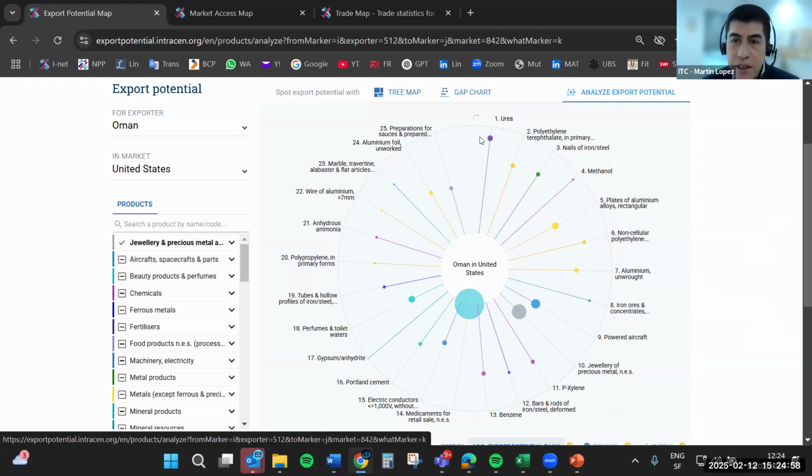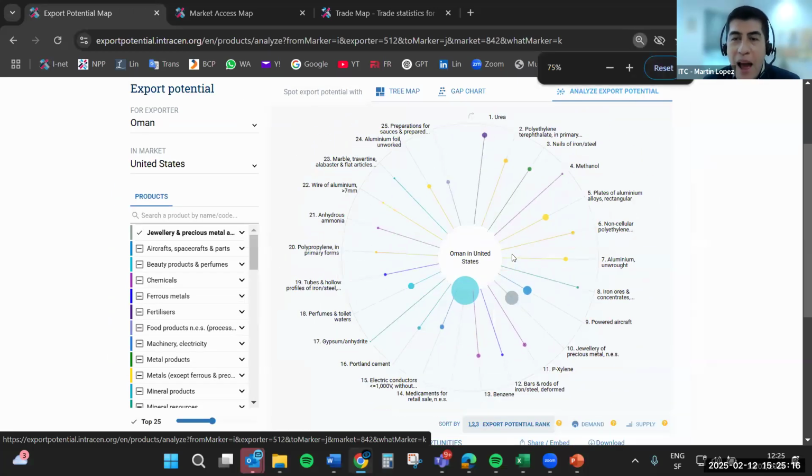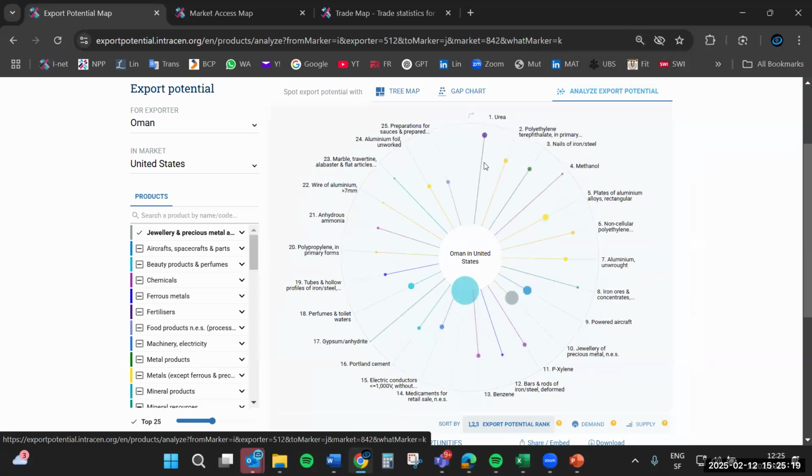By the way, every shape means something in this graph. For example, the length of each of these lines has a meaning. What do you think? Look at the screen for a moment. What do you think the length of each of these lines means? The length of each of these lines indicates the supply capacity of Oman, the exporting capacity of Oman for the United States. Yes, somebody wanted to say something. I'm hearing you. Not yet? Okay, no worries. We'll talk later.